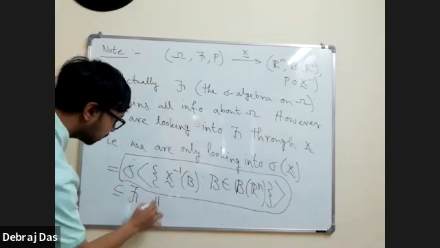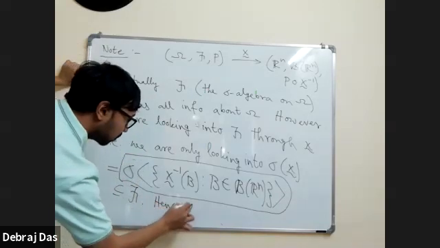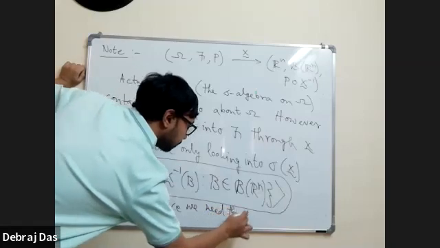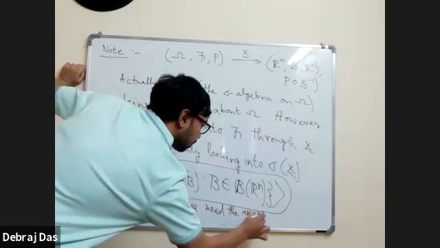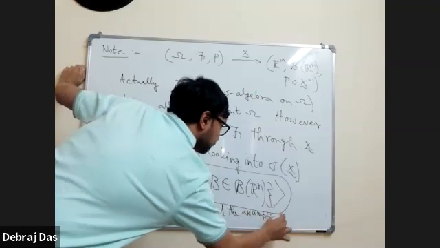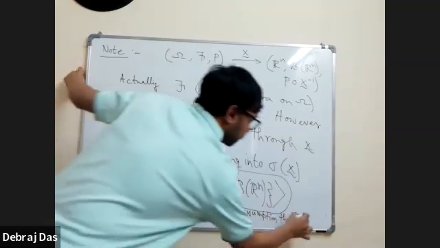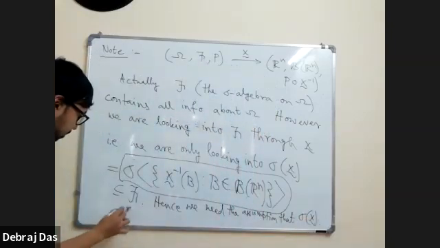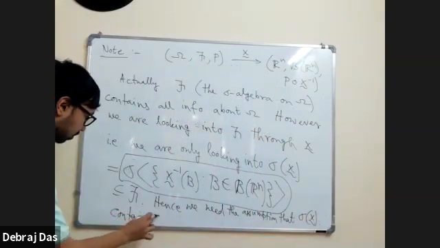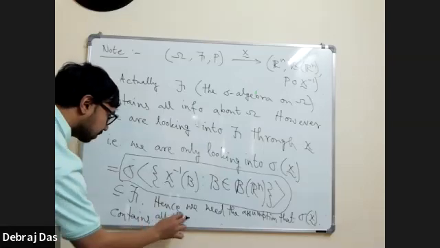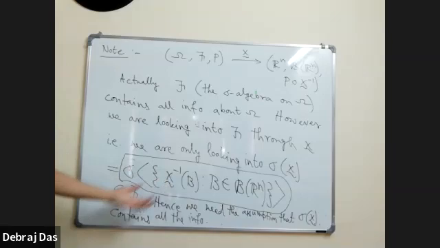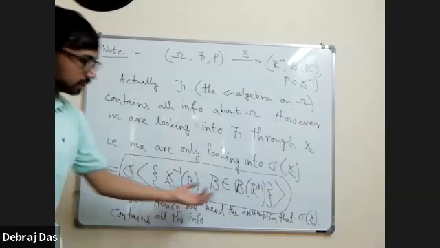So hence we need the assumption that this sigma algebra, sigma of X curve, contains all the information. Because we are simply looking into this sigma algebra, we are not looking outside. So that means we need this assumption.